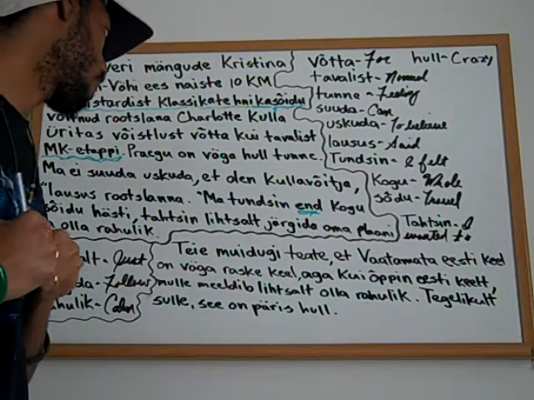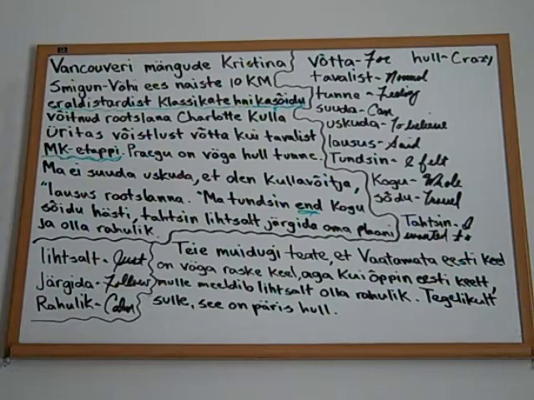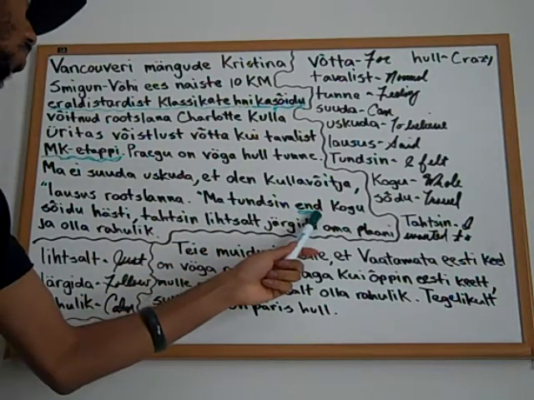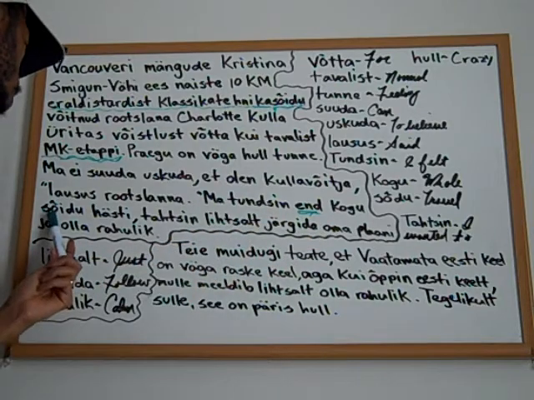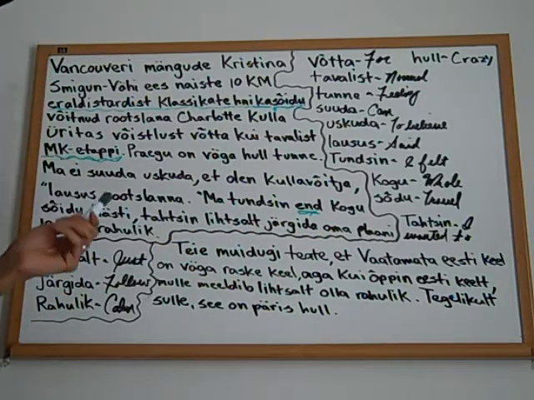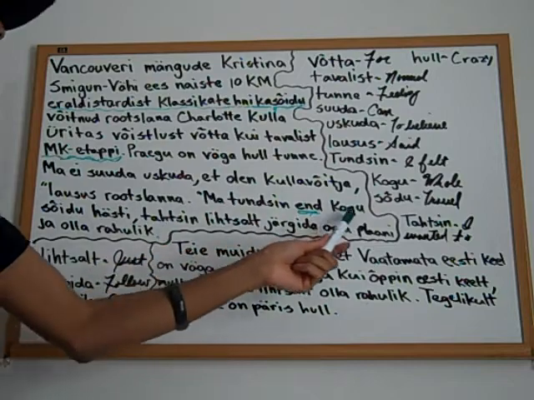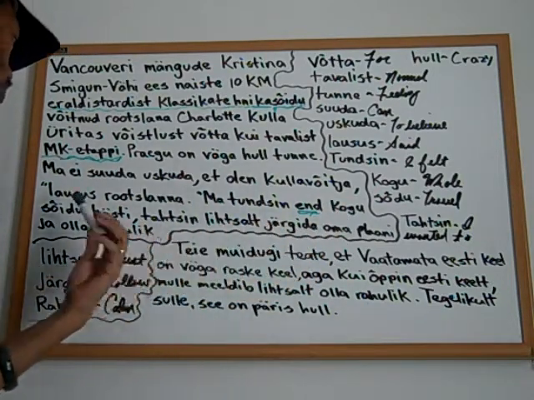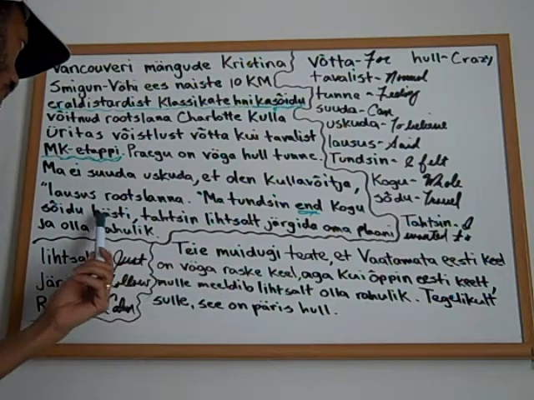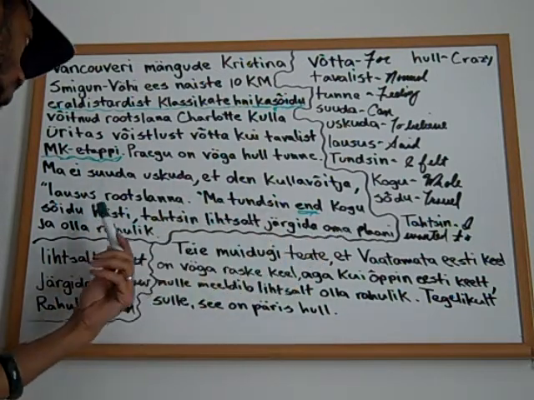Let's see. Ma tunsin end. Okay, so I felt. I don't know what end is. So I felt, and kogu is like all or whole, and this soidu is like travel. I'm not sure, it kind of doesn't make any sense in this context, I guess. So kogu soidu is like all the whole traveling and whatnot was good. Hesti, all the travel was good.